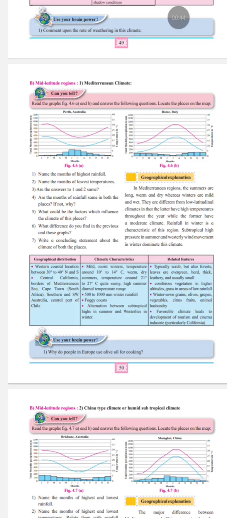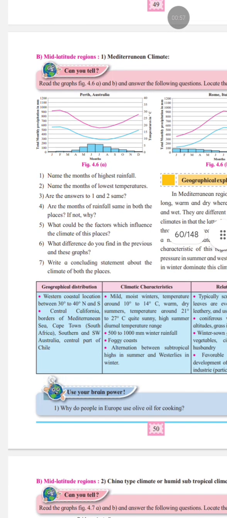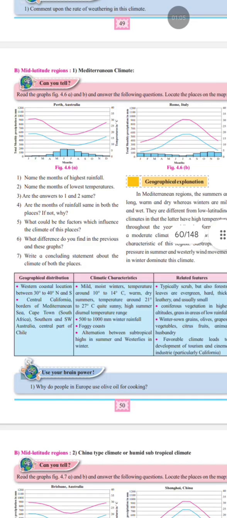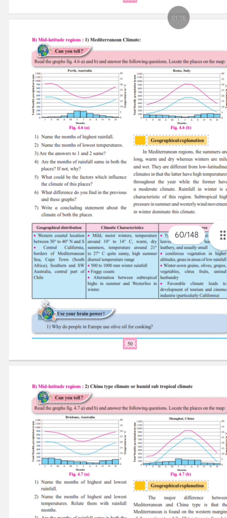See both the graphs, of Perth, Australia, and second one is Rome, Italy, and based on that we will be answering the questions given below. First question is name the months of highest rainfall. Observe both Perth, Australia, and Rome, Italy. Perth receives the highest rainfall in June, while Rome receives the highest rainfall in the month of November.